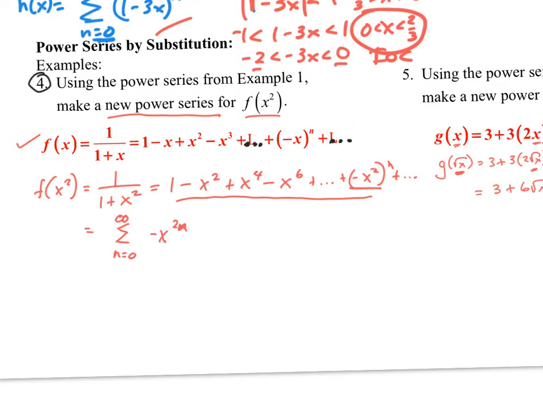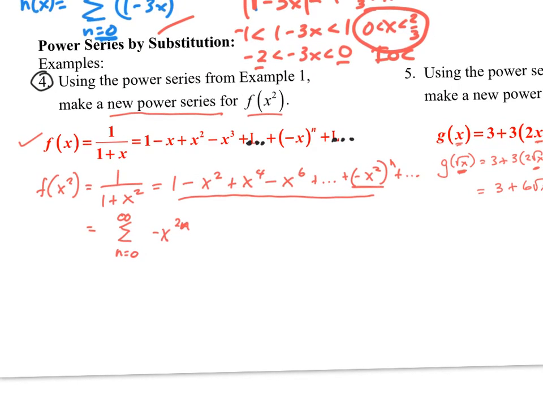I got to go back to number 4 for a minute. I did this one right here. I did this wrong. This should be n equal to 0 to infinity. I need that negative 1 alternating. And the first term's positive, so I got to go to the n. And then this would be x to the 2n. That would work better.